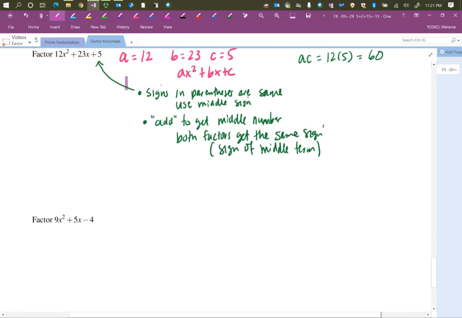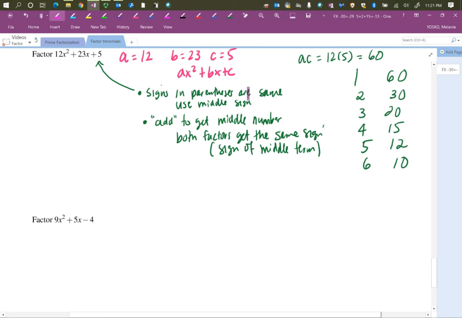And we know the third term tells us the signs in the parentheses are the same. We're going to use the middle sign, and then we're going to add to get the middle number. So both factors are going to get the same sign, the sign of the middle term. So let's write all the factors of 60. Then we're going to look at the signs to use. So 1 and 60, 2 and 30, 3 and 20, 4 and 15, 5 and 12, 6 and 10.